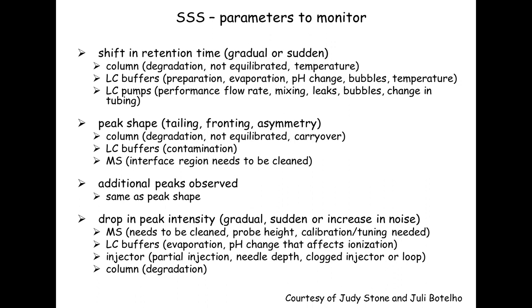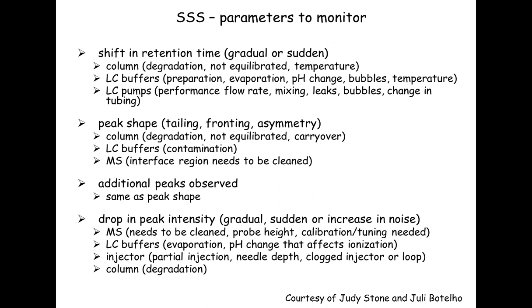You can also look at the peak shape of your system suitability sample. So is there any tailing or fronting, or is the peak asymmetric? And again, this could be indicative that there's something wrong with your column or your buffers or your mass spec itself. And again, if there's any additional peaks observed that are not usually observed, there could be a problem. Also, if there's a drop in intensity of the peak for your system suitability sample, it could be due to your mass spec needing cleaned, again, changes in your buffers, or potentially something wrong with the injector on your system. It could be clogged, or the loop could be clogged, and it also could indicate column degradation.